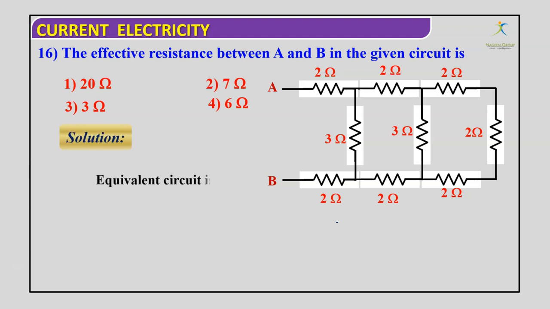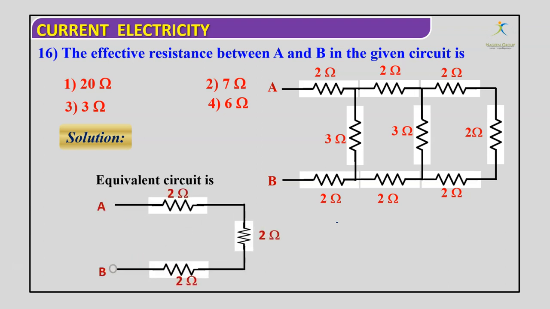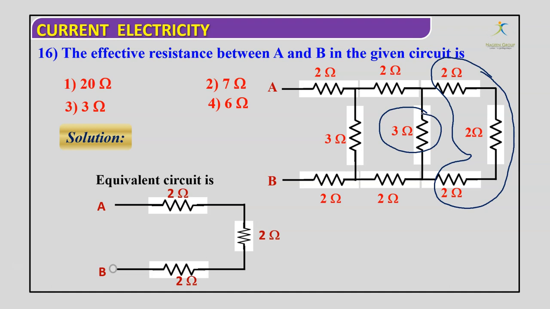So the solution is the equivalent circuit. If we solve this particular term, as you can see over there, this 2 ohm, 2 ohm and again 2 ohm are in series combination. We solve this and get 6 ohm. 6 ohm and 3 ohm become parallel, so we will get again 2 ohm. Again 2 ohm, 2 ohm and this 2 ohm are again parallel, so after solution we will get 2 ohm at the last.